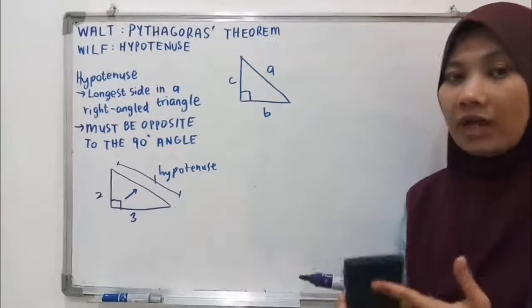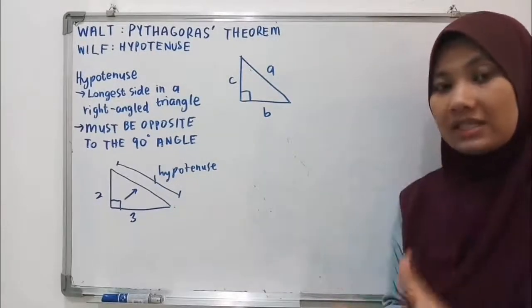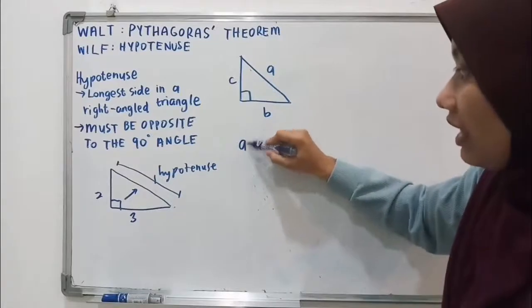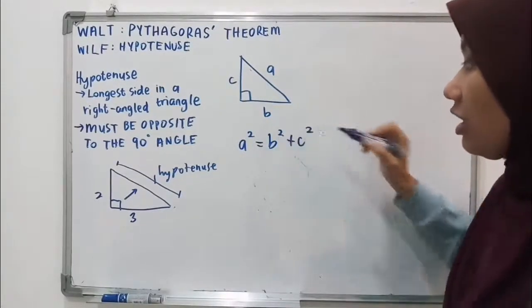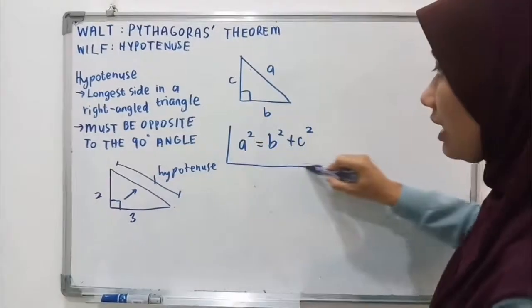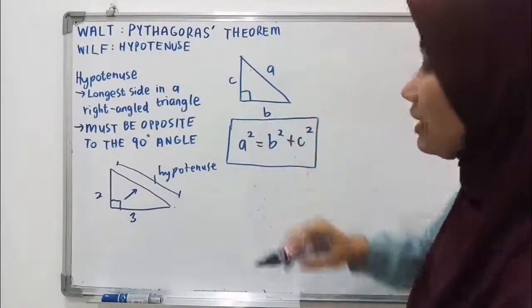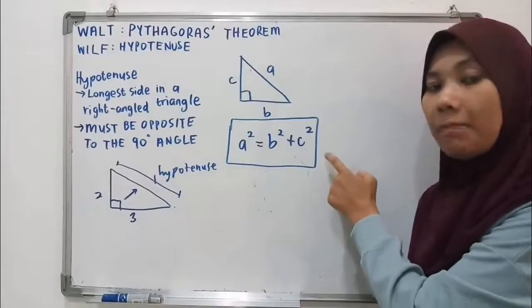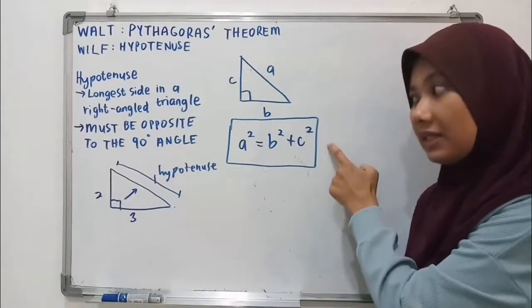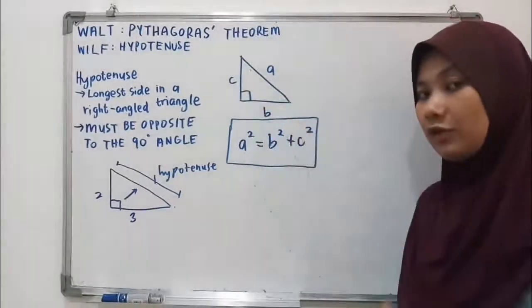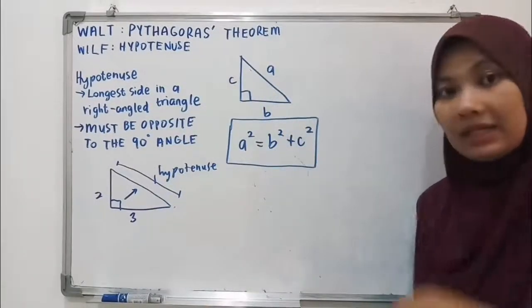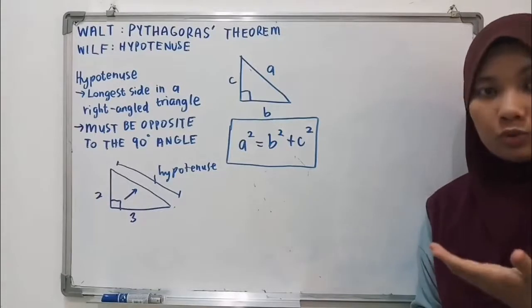One formula that relates all sides here is A square equals B square plus C square. This is what we call the Pythagoras theorem, where you can calculate any of the sides of your triangle. For example, let's look at an example. You refer to your worksheet.